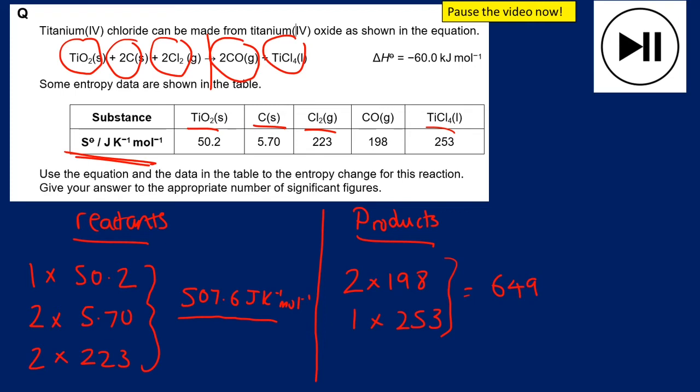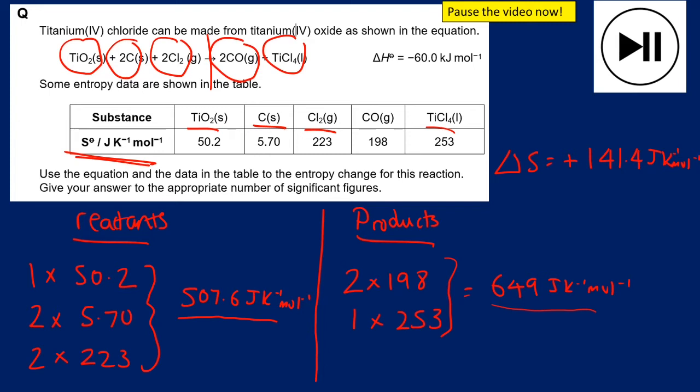.649, same units, joules per Kelvin per mole. So we can see there's been an increase in entropy, but by how much? Let's find the difference between those 2 numbers. So delta S is plus 141.4 joules per Kelvin per mole.